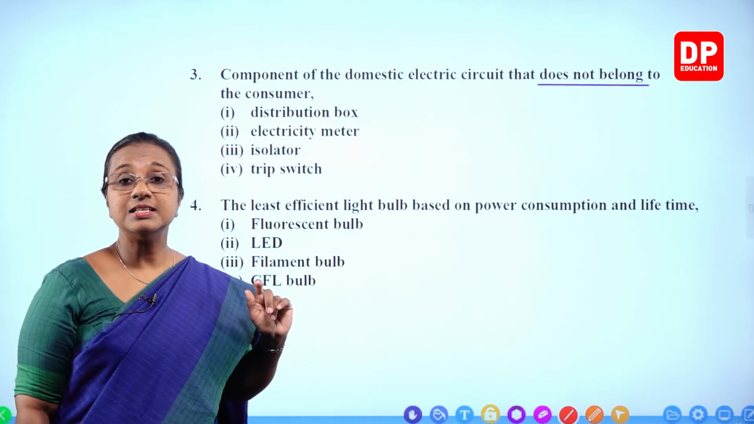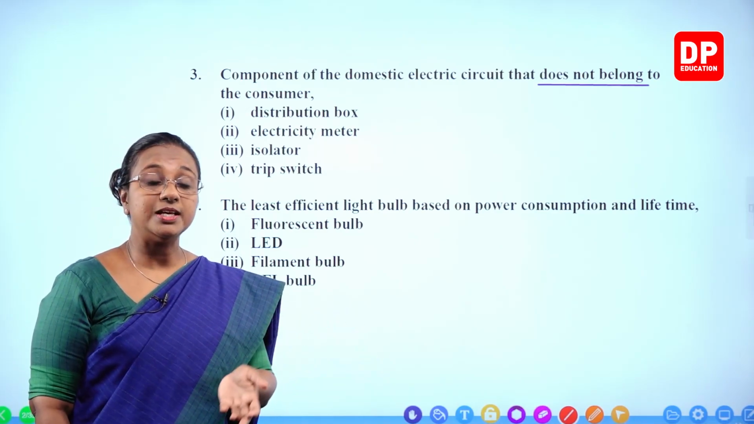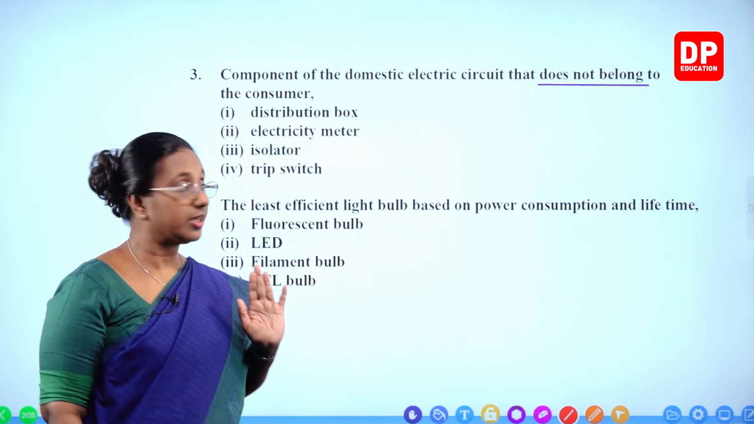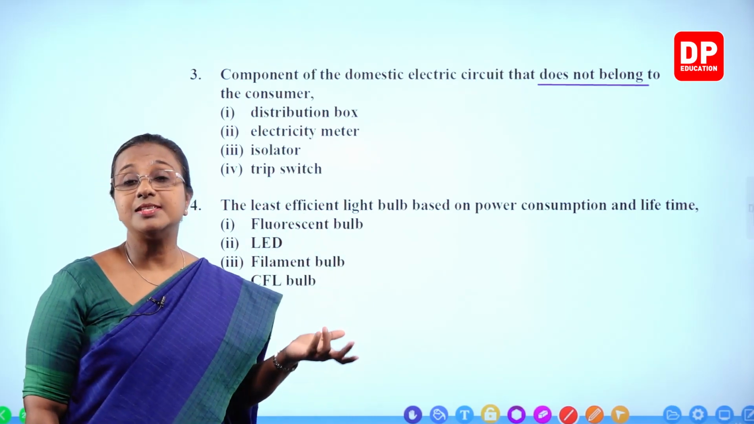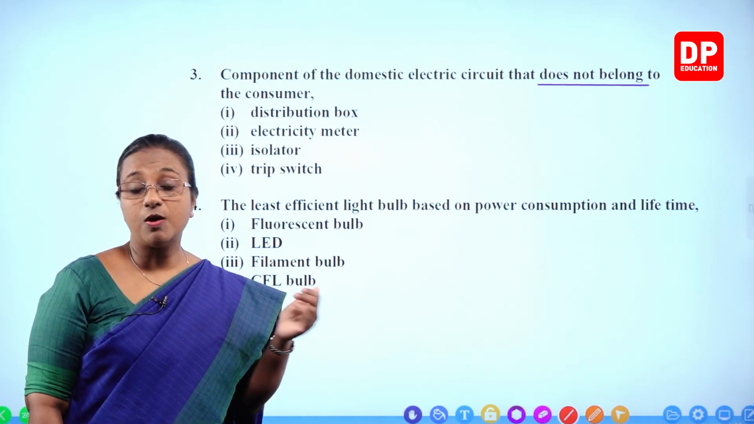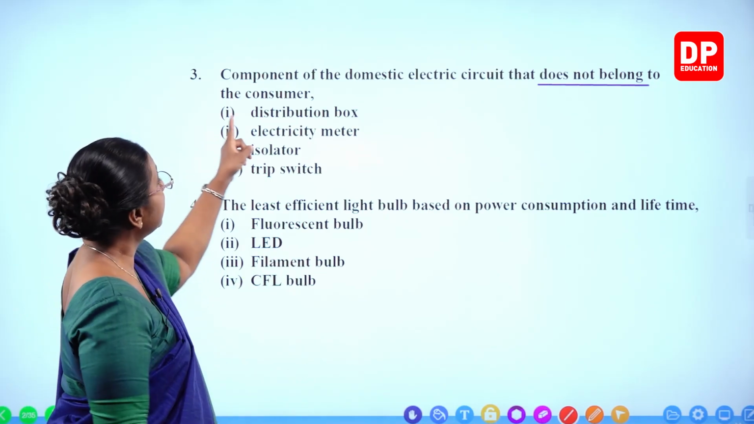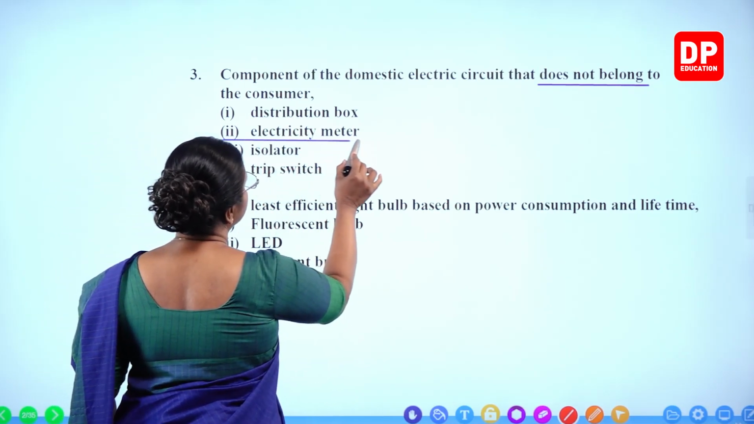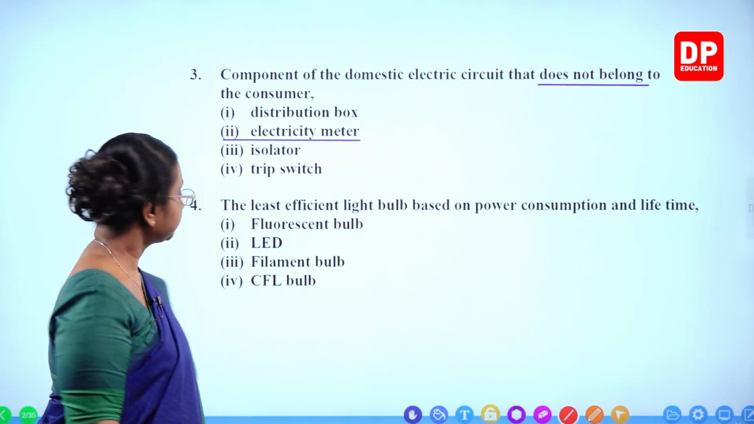Then isolator. Isolator, main switch with the main fuse. Starting from the isolator only, everything belongs to the consumer. Trip switch, RCCB, residual current circuit breaker, that also belongs to the consumer. So, the only component that does not belong to the consumer is the electricity meter.